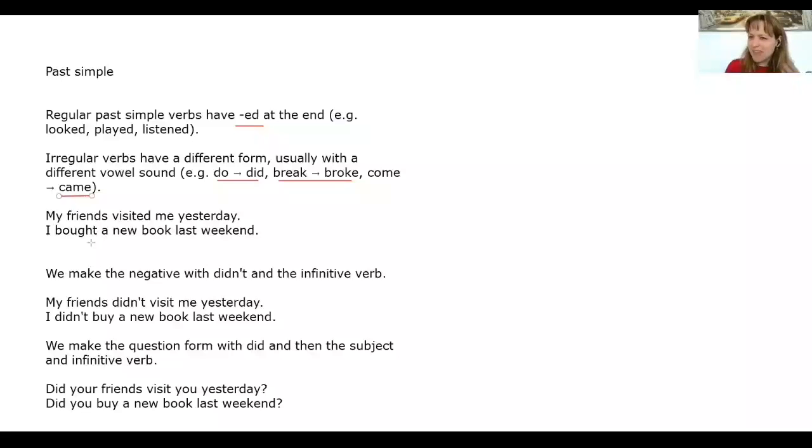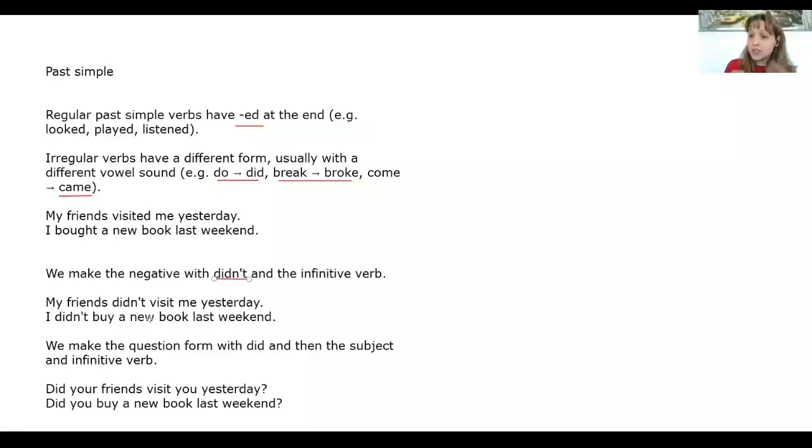So how do we make the negative of the past simple? We use the auxiliary didn't, which is basically did plus not, and the infinitive verb. So the same sample sentences that we had before, we turn them into their negative form. My friends didn't visit me yesterday, and I didn't buy a new book last weekend.